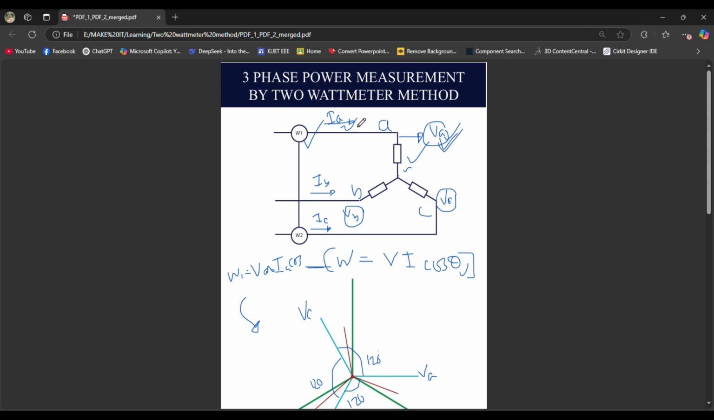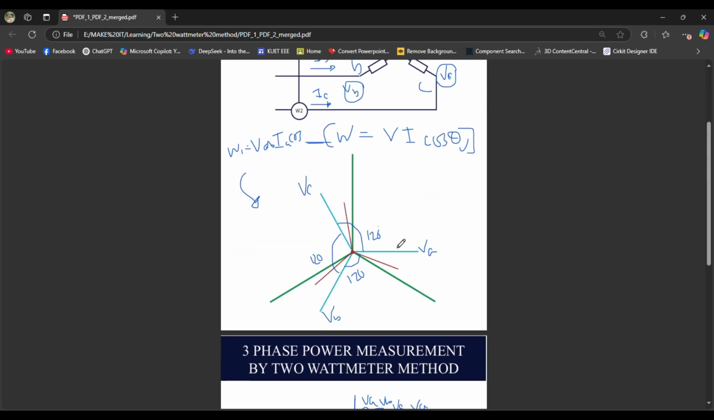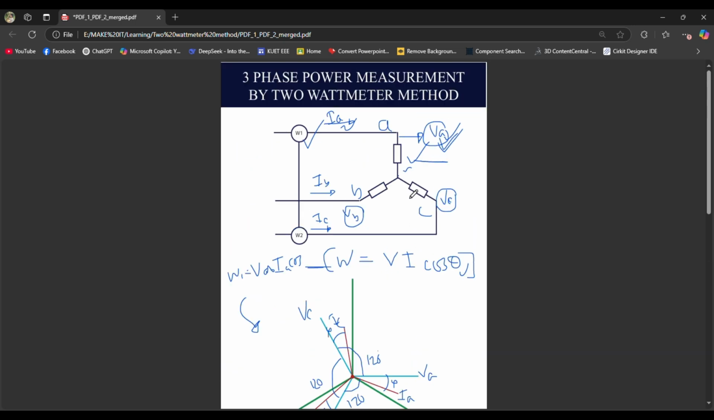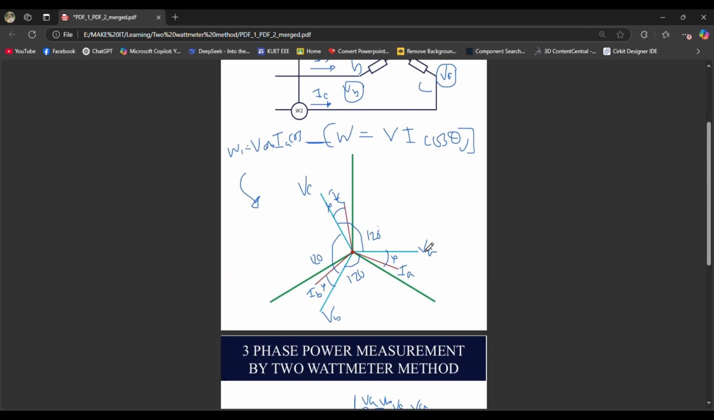The phase currents will lag the phase voltage by some angle, because this is an inductive load. Let's say these are the current vectors IA, IB, IC, and these currents are lagging the phase voltages by some angle, let's say phi. This is also phi, this is also phi. This phi is the power factor angle for the particular phase, and all the phi will be the same, because we have taken this system as balanced.